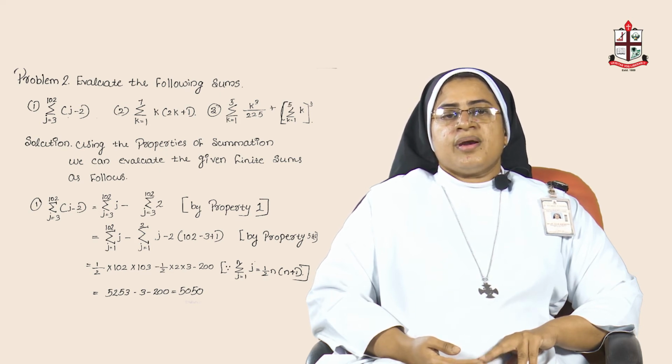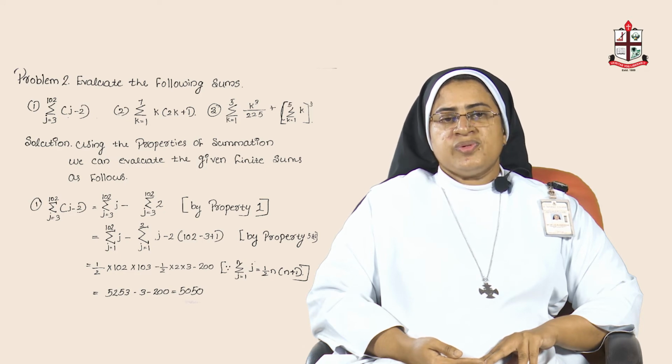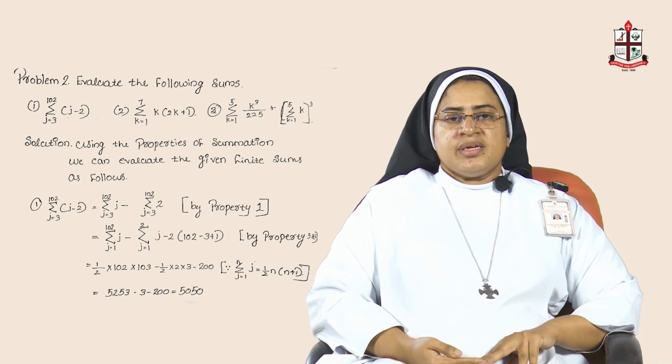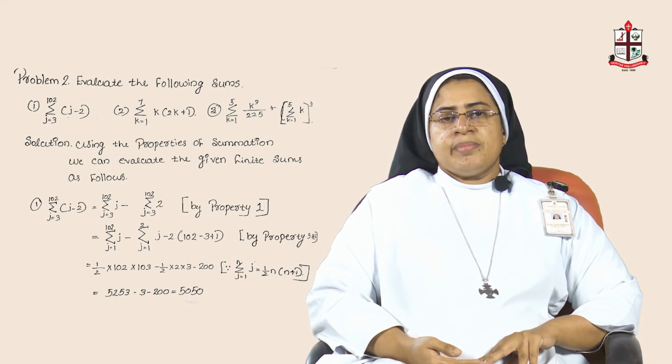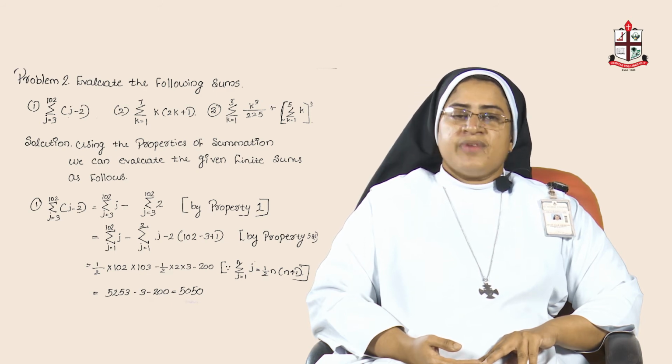The next step you can write it as 1 by 2 into 102 into 103 minus 1 by 2 into 2 into 3, minus 200, because for the sum of n terms, the formula is n into n plus 1 by 2. So, the final answer becomes 5253 minus 3 minus 200, you get 5050.